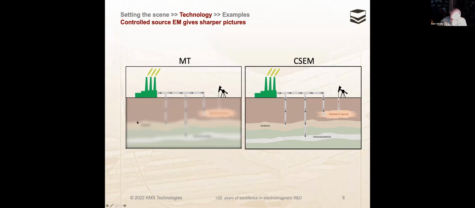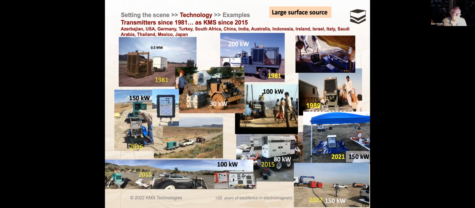This is the first 150 kilowatt transmitter in 2016. And then this was the one we installed in Saudi Arabia just last month.